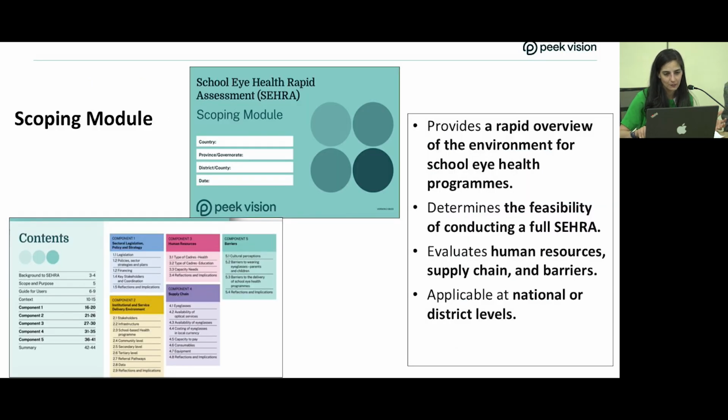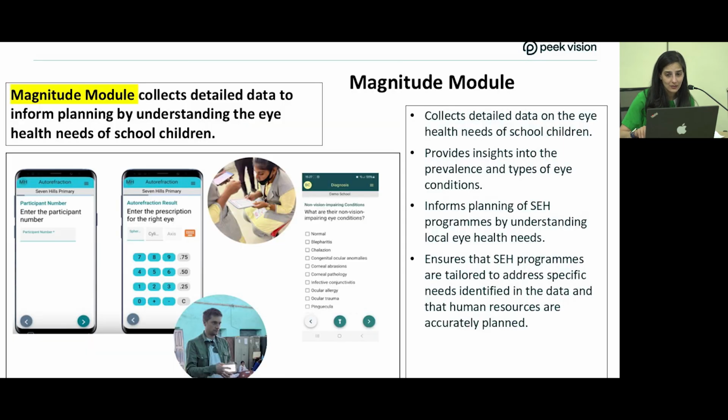That first part contains things around policy, legislation, human resources, supply chain, barriers, etc. And they fill that in. And then they go on to do the magnitude module, which is detailed data collected on school children on a random sample within schools. And so once these 2 are paired together, we can plan, understanding the specific school eye health needs of children before you implement a program.